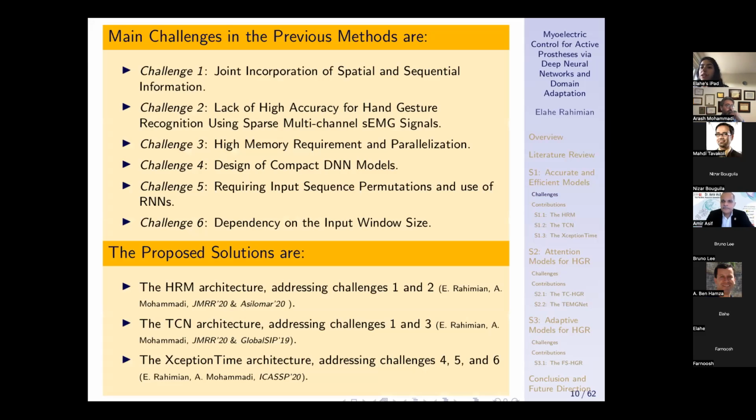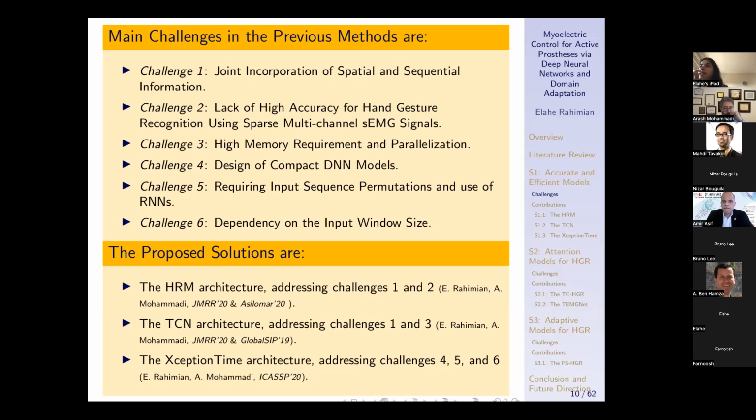First of all, I would like to define the challenges in the previous literature or research work. Challenge number one is that the previous researchers only considered the spatial information. More specifically, they convert SEMG data to an image and then use CNN-based image classification, so they didn't consider the sequential nature of this information. Challenge number two is about improving the accuracy when data is collected based on sparse multi-channel SEMG signals.